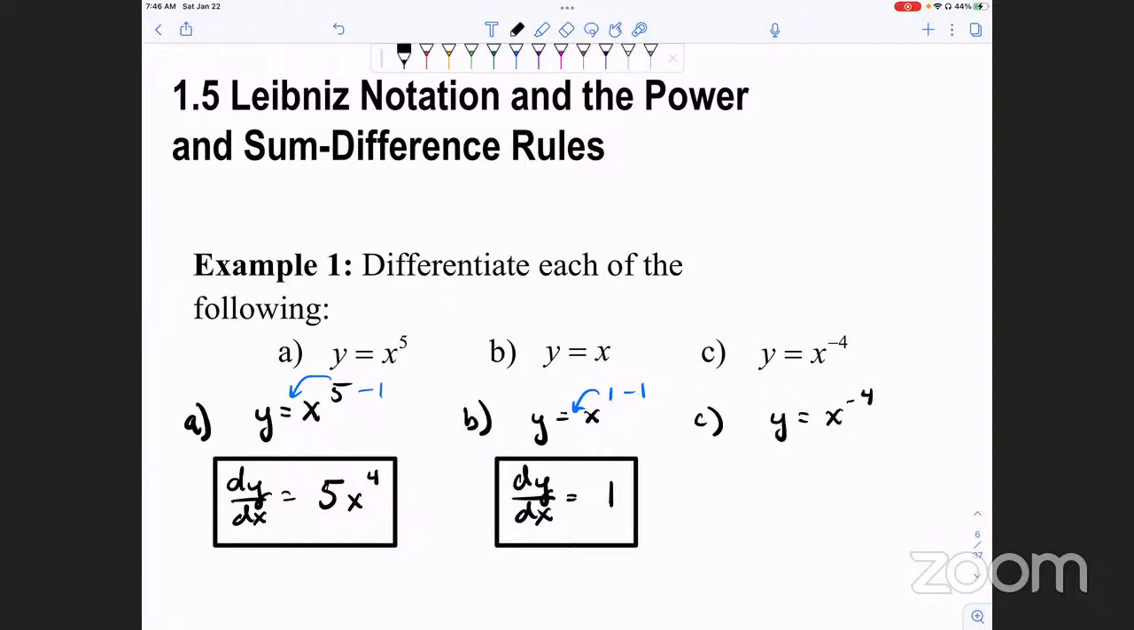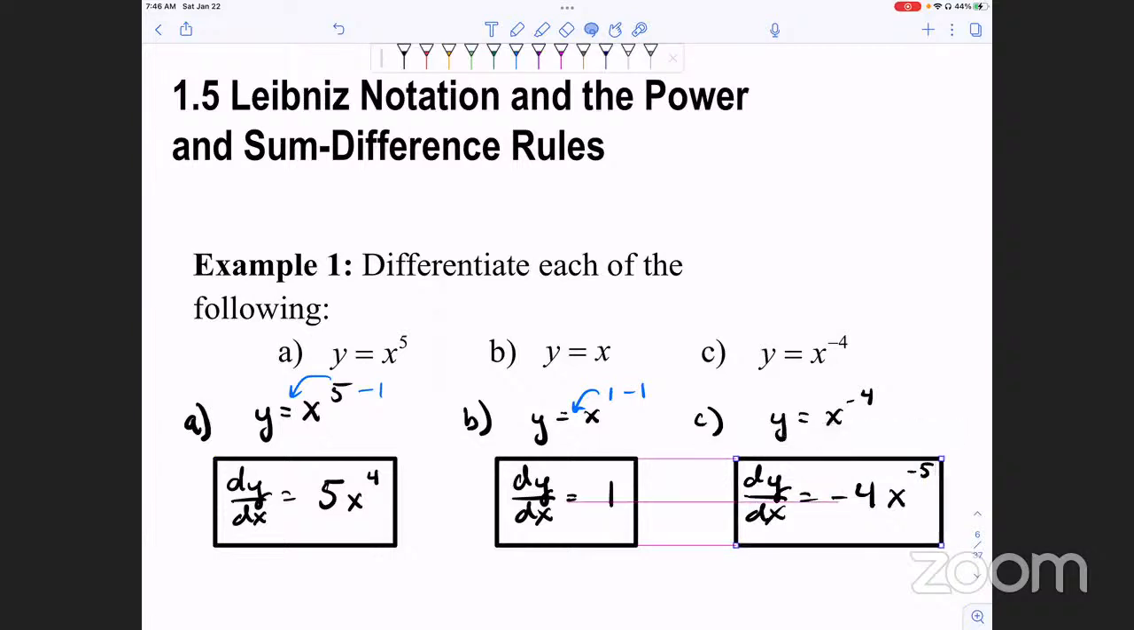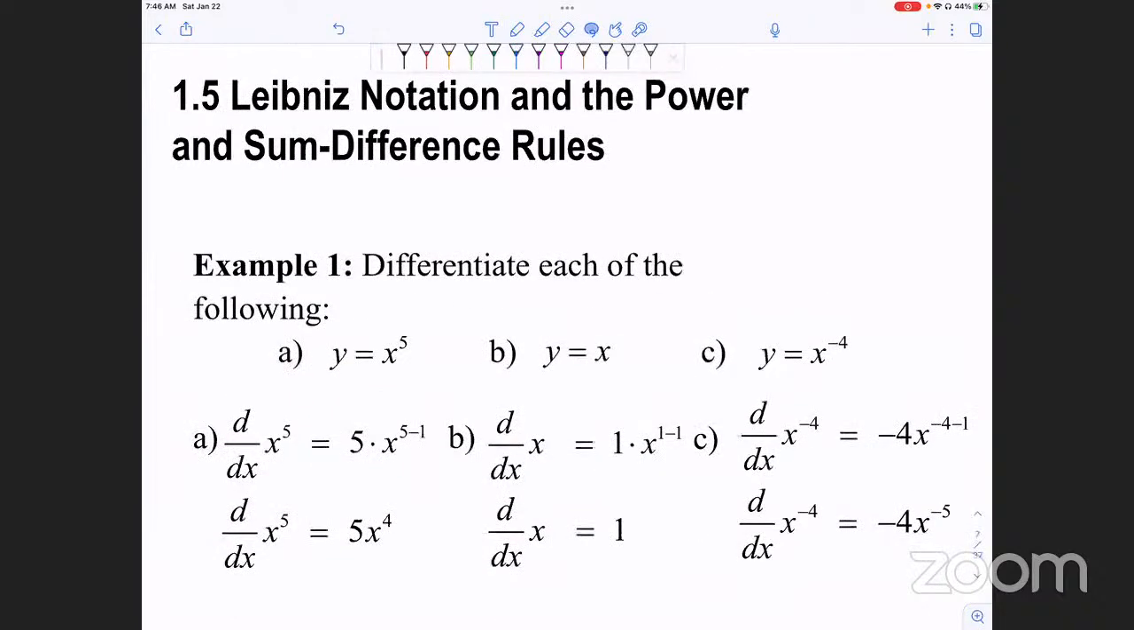Now y equals x to the negative 4. When we take the derivative, or dy by dx, the exponent comes down, so that's going to be negative 4x. Negative 4 minus 1 is negative 5. So we get negative 4x to the power of negative 5.